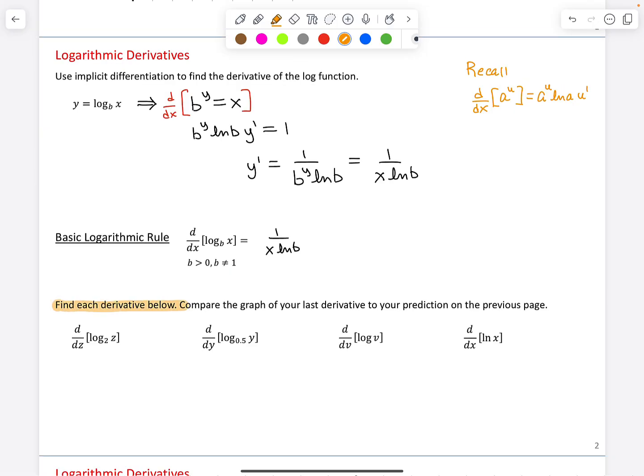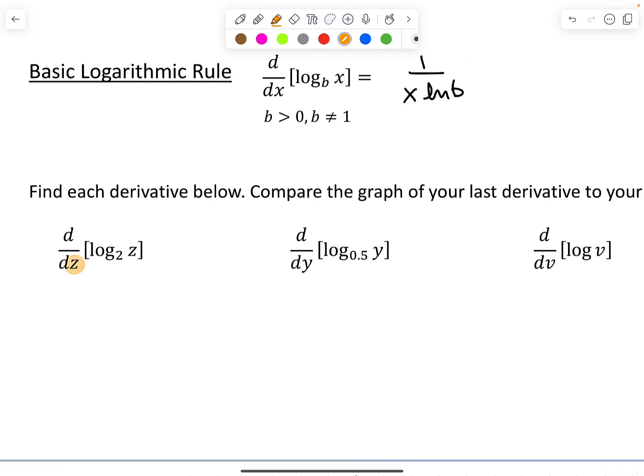Okay, find each derivative below. Compare the graph of your last derivative to your prediction on the previous page. First one, the independent variable is z, which matches our argument of the logarithm. Here we have a log whose base is 2. So using our formula above, we know that the derivative of log base 2 of z will be 1 over that independent variable, and then times the natural log of the base. Notice I cross my z's so that they don't look like 2's.